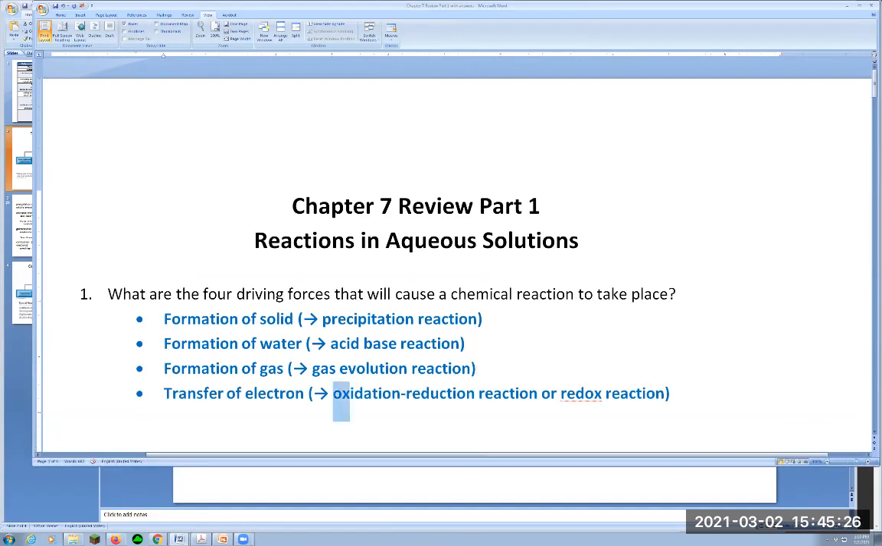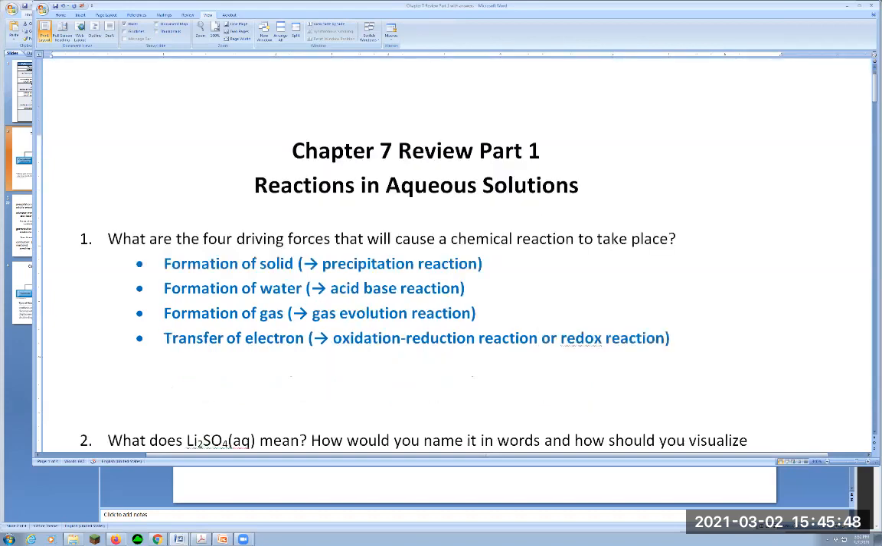Oxidation reduction is long, so that's why we shorten it to redox reaction. So transfer of electrons is not obvious. You need to look at your reactant and product more carefully to find out if you have that or not. So that answers this first question.